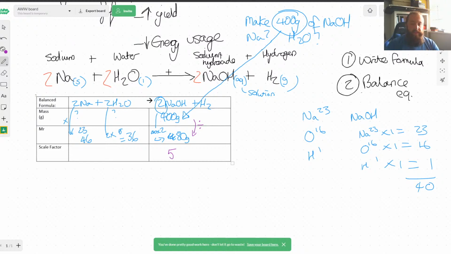Now, this is my scale factor. So what we're saying is that 400 is 5 times bigger than 80. So what I need to do is scale all of these up by 5.